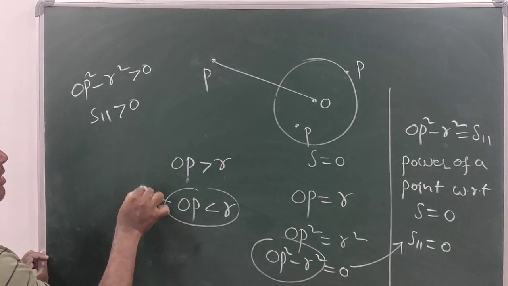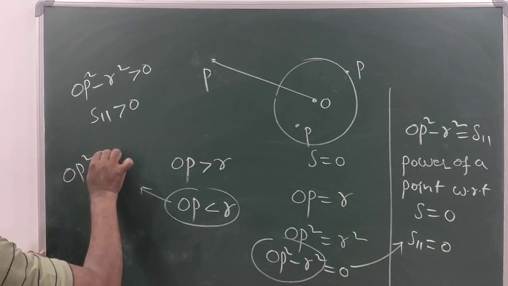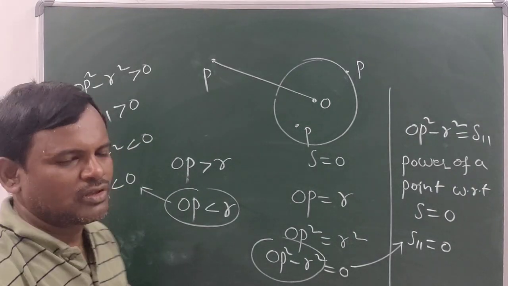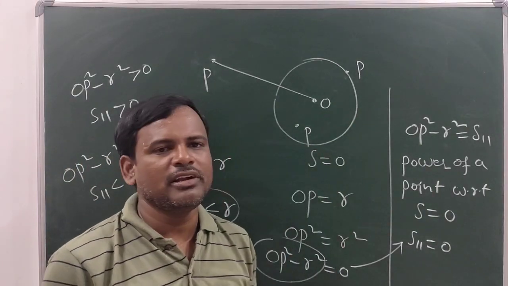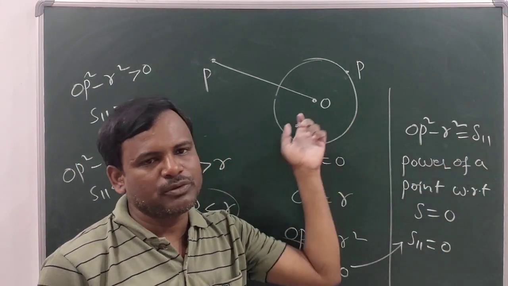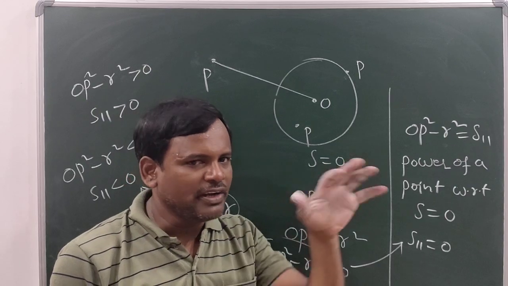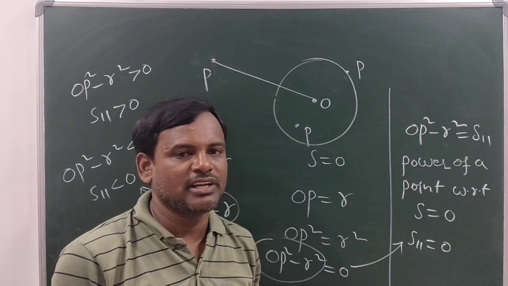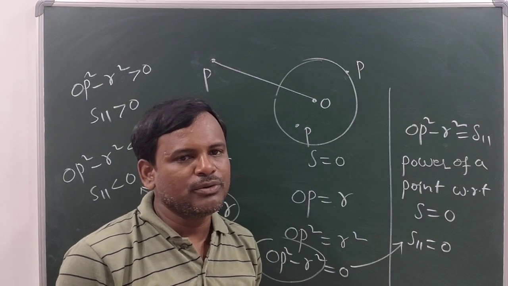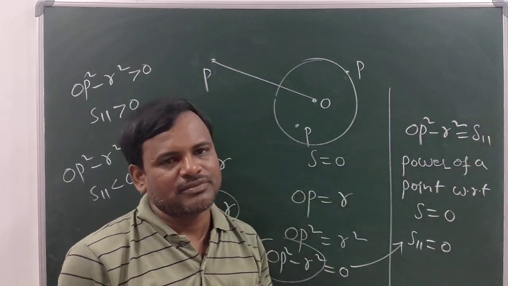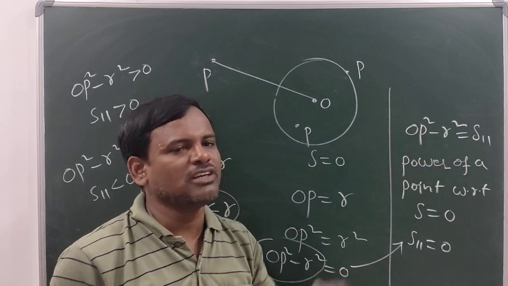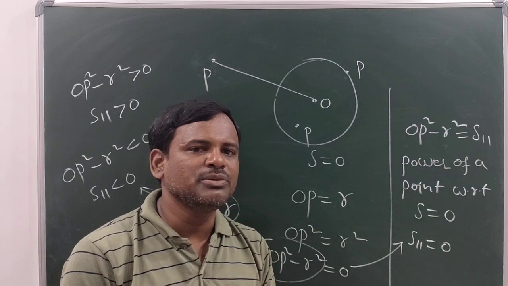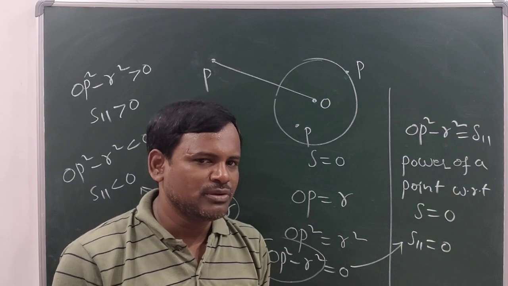And for this, OP square minus R square less than 0, S11 less than 0. Okay, here what I have explained is the power of a point with respect to the circle. One point is given and they will ask you to find the power of that point with respect to the circle. So then what do you have to do? You have to find simply S11. What is the power? OP square minus R square. S11 means you will get some numerical value that may be positive or negative or equal to 0.